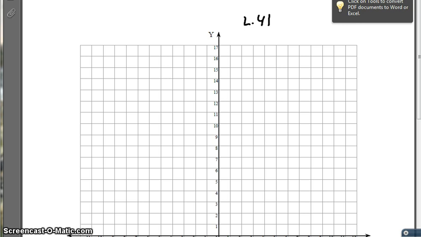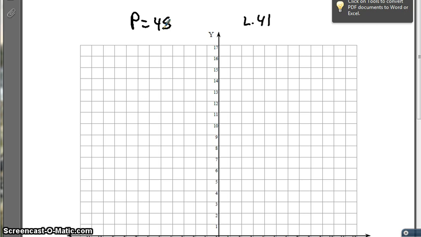Here's a function, p equals 4s. This is the perimeter of the square. It's a function. There's an input number and an output number. So whatever we input for s, and we multiply it by 4, we get an output, which is p.